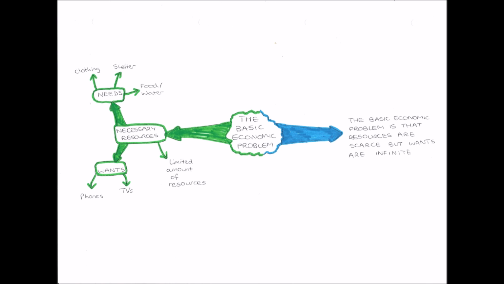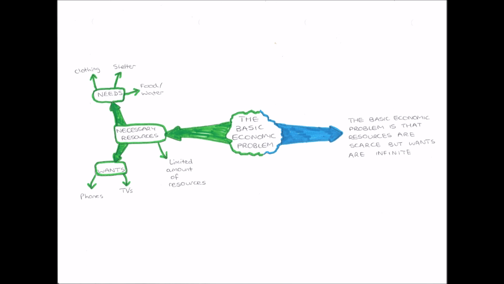However, wants, on the other hand, these are resources which we do not necessarily require to survive. We don't need them to live day after day after day, but we'd quite like to have them anyway. We desire them. They make life easier, they make life more comfortable, and they make life more enjoyable. So we'd like to have them. They'd be quite nice. So they include things such as phones and TVs.